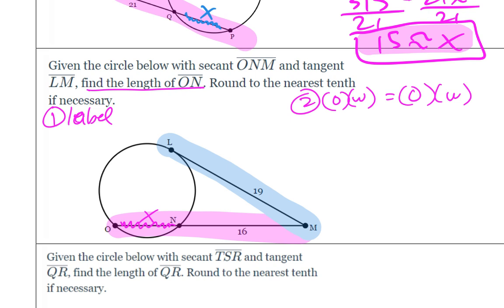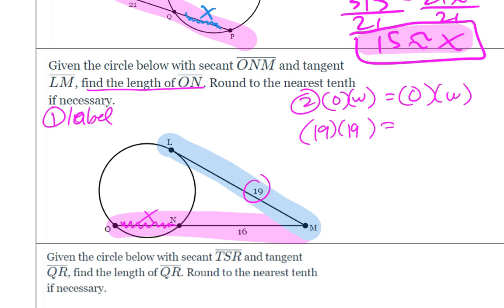Okay, so we said outside times the whole equals outside times the whole. So the outside on the blue one is going to be 19, right? And the whole thing on the blue one is also 19, right? The whole thing is also 19. Equals, now let's do the pink one.